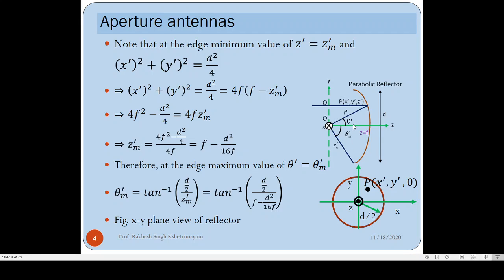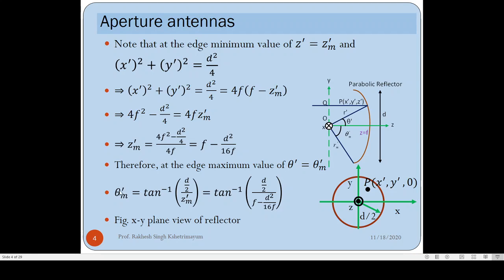Theta m dash will be... tan of theta m dash will be opposite by base. So d by 2 is this length here, and this length is what now? This length here is zm dash, this length is d by 2, so theta m dash will become tan inverse d by 2 zm dash. You can further simplify it.